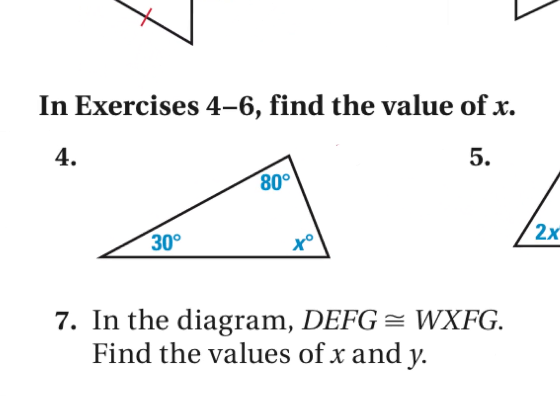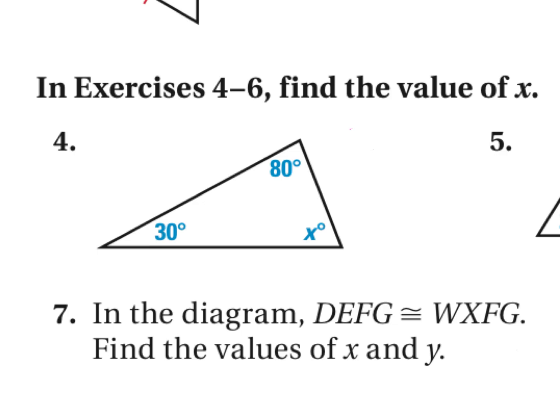Find the value of x. Looking at number 4 for x, we have to know the interior measure of a triangle is 180. So I'm going to add 80 and 30. I'm going to get 110. And I'm subtracting to get my leftover, which is x equals 70 degrees.